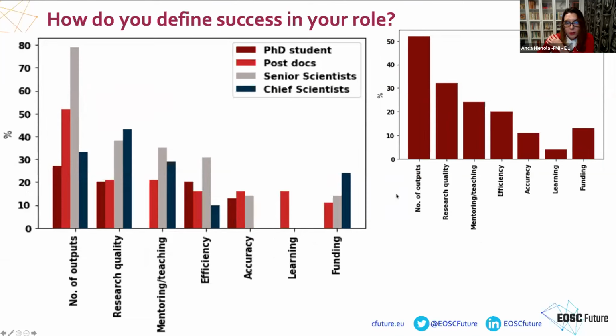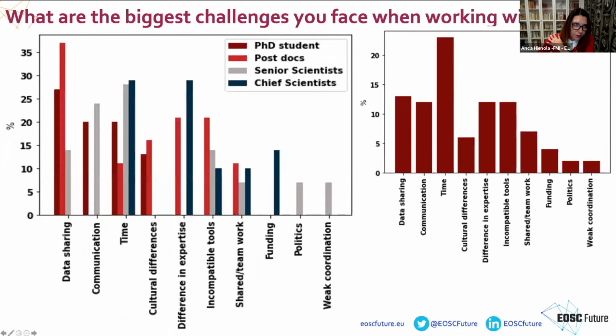The runner-up, the research quality, increases in importance with the level of seniority, which was expected somehow, while mentoring and teaching and also efficiency are mostly prevalent in the senior scientist category. And funding, it's a strong factor for chief scientist or professor group. Here, we didn't find any difference between Eastern or Western Europe, nor between fields of science.